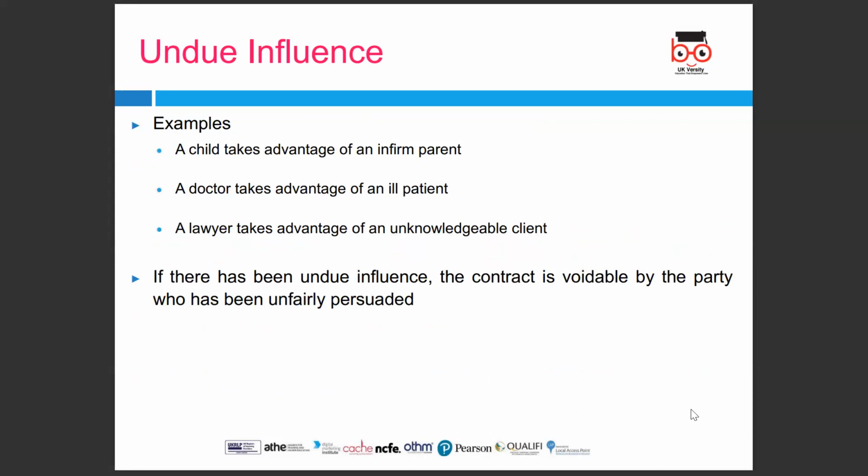Examples of this are: a child takes advantage of an infirm parent, a doctor takes advantage of an ill patient, or a lawyer takes advantage of an unknowledgeable client. If there has been undue influence, the contract is voidable by the party who has been unfairly persuaded.